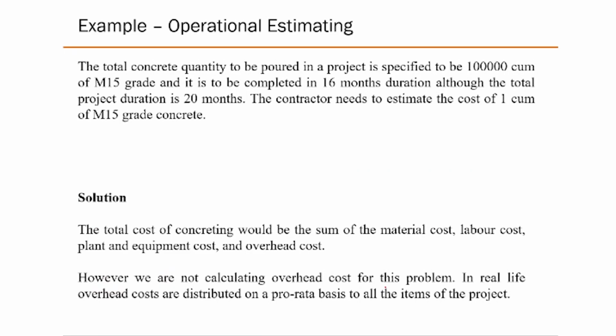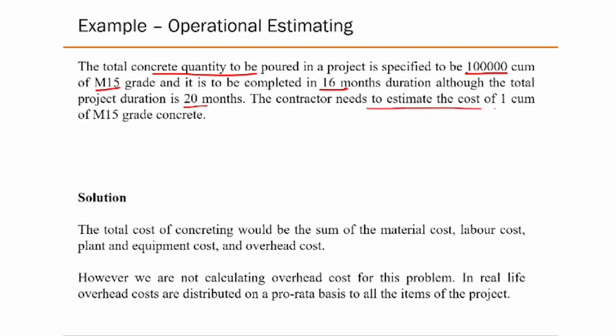Let's look at a more comprehensive example of combining both pieces of information, the productivity norms as well as the material norms, and how you really go about it. The total concrete quantity to be poured in a project is specified as 1 lakh cubic meters of M15 grade, and it has to be completed in a 16-month duration, although the total project duration is 20 months. Right? Very realistic. In 16 months you have to pour about 1 lakh cubic meters of concrete.